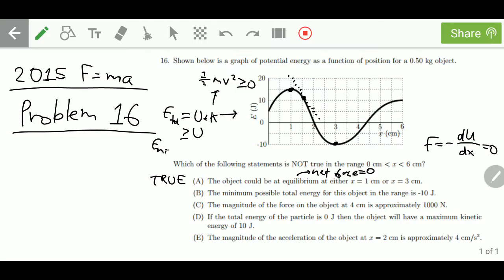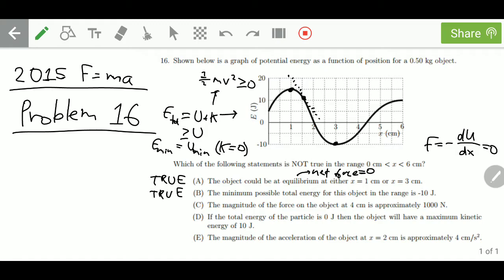You can always have the object at that point and have the kinetic energy equal to 0. So in this case, the minimum possible energy is the same as the minimum possible potential energy, because you can always have the object at rest at that point, so 0 kinetic energy. And so it is true that the minimum possible energy is negative 10 joules.